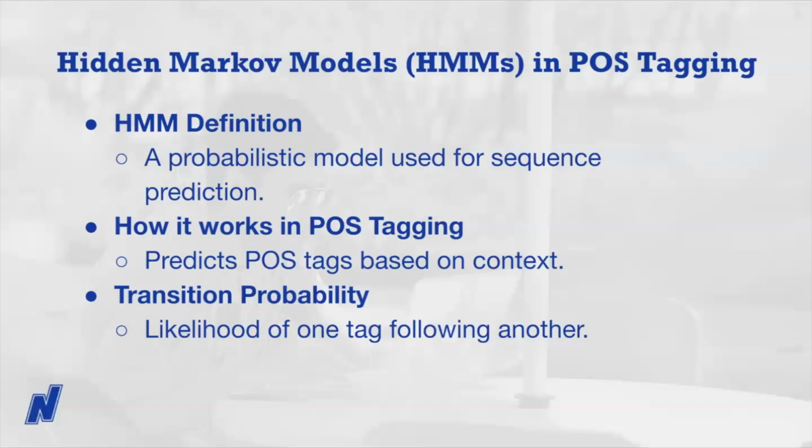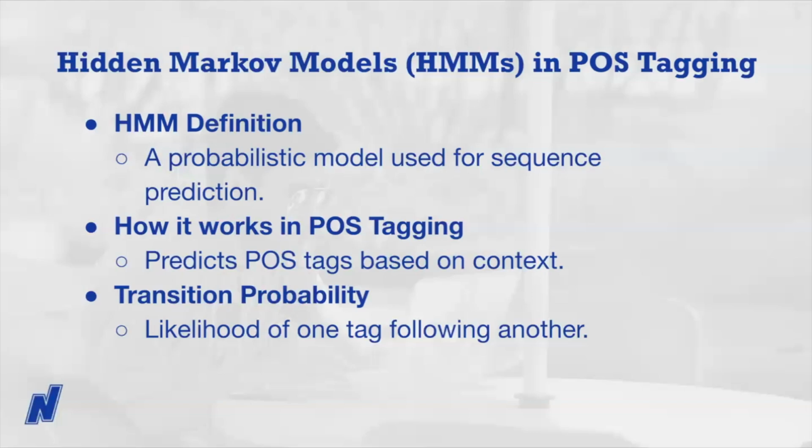So how does this work within POS tagging? How does this all make sense? For this, we want to understand how the process thinks in these two decisions. So we think about transition probability. This is the probability of moving from one POS tag to another.